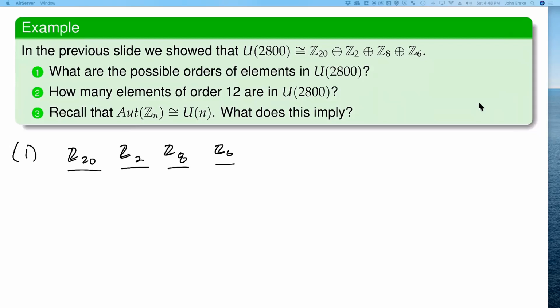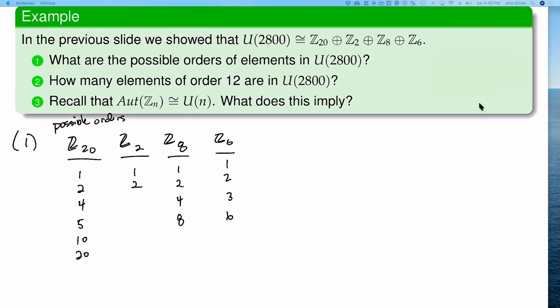You have possible orders for each of the divisors of the sides of the group. So possible orders here for Z20 would be 1, 2, 4, 5, 10, and 20. Those are all the numbers that divide 20. Possible divisors of Z2 would be 1 and 2. Of Z8, it would be 1, 2, 4, and 8. And of Z6, it would be 1, 2, 3, and 6. Now, think about all possible least common multiples of the orders of the elements that are coming from each of these.